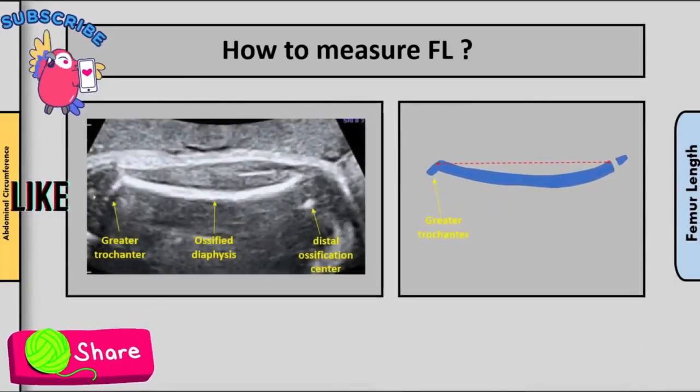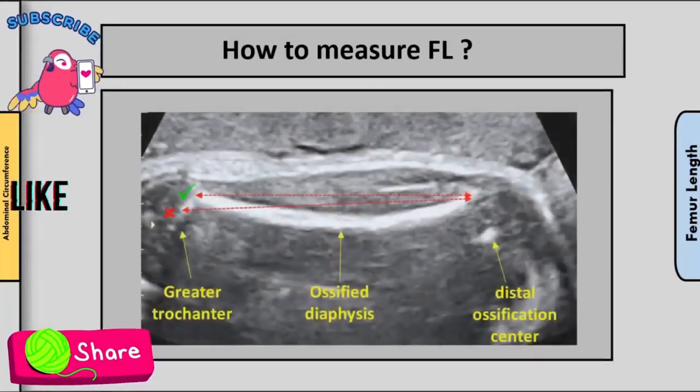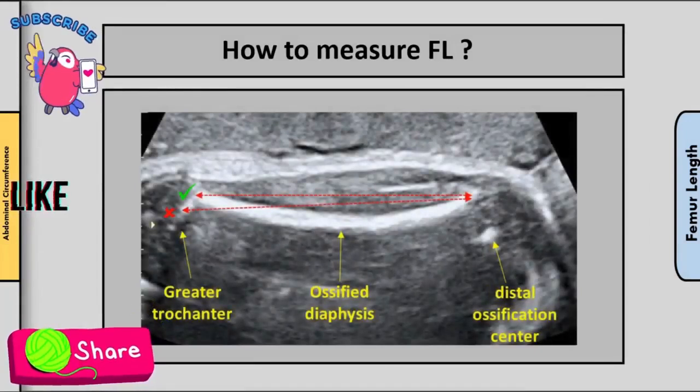In the second trimester, only the ossified diaphysis of the femur can be demonstrated. In the third trimester, the greater trochanter and distal ossification center can be seen, and this allows one to orientate the section plane better. The greater trochanter should be avoided in measuring the femur length, as this results in an incorrect excessive measurement.